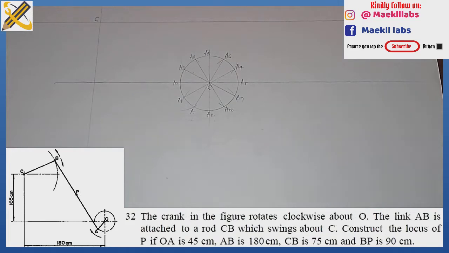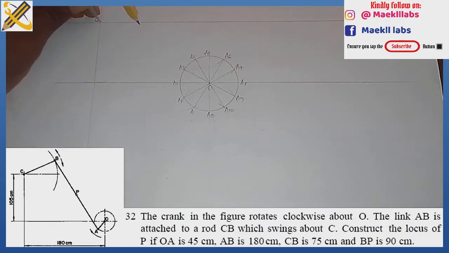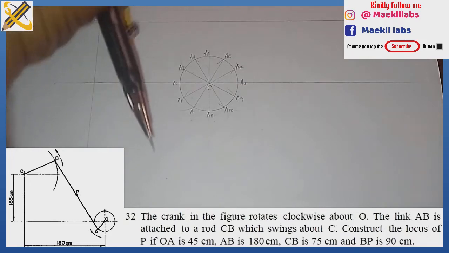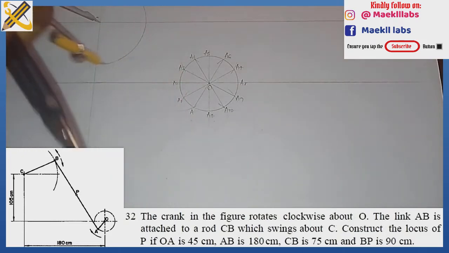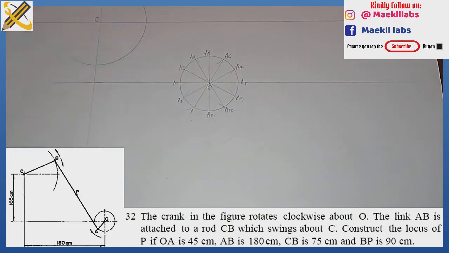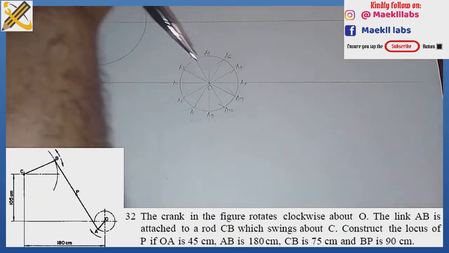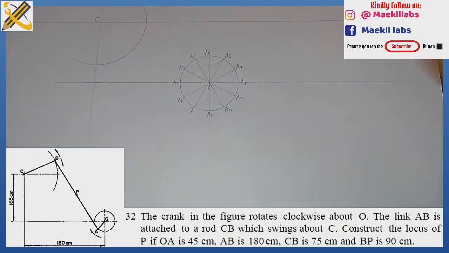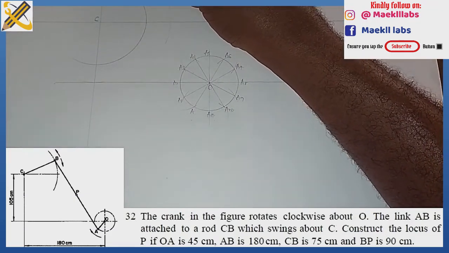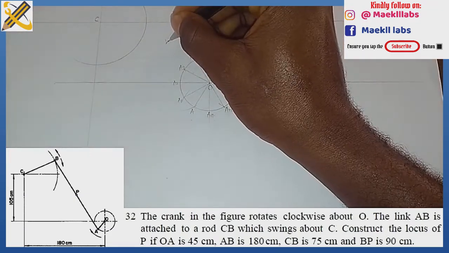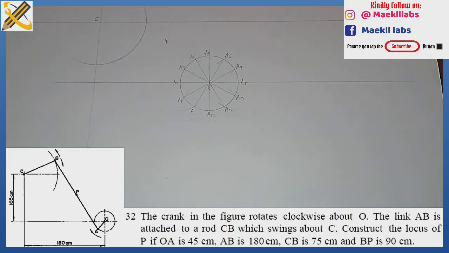And we are told that the distance for CB is 75 divided by 2. So CB is 37.5. With radius 37.5 right here, I produce this arc in this manner. I ensure I draw it very big, because we are told that it's actually swinging in this direction, so it is swinging to and fro, like this.